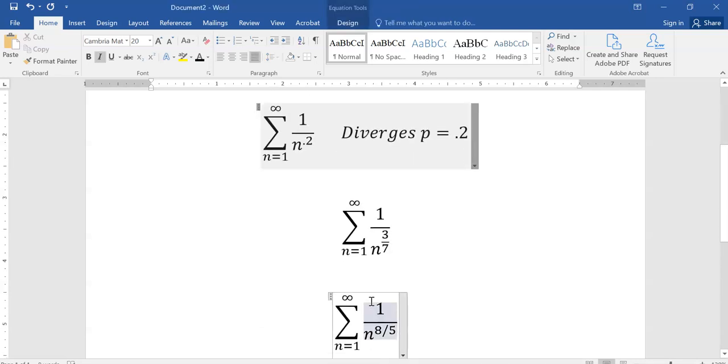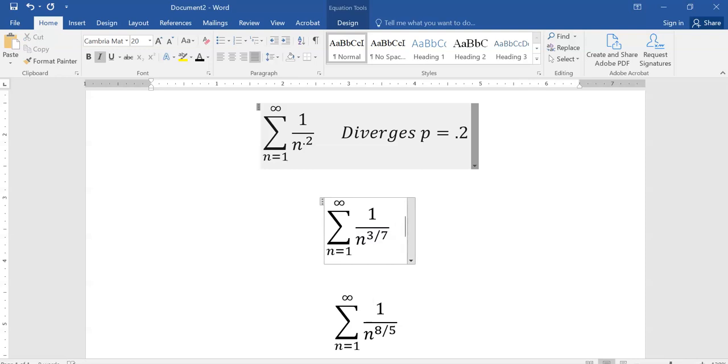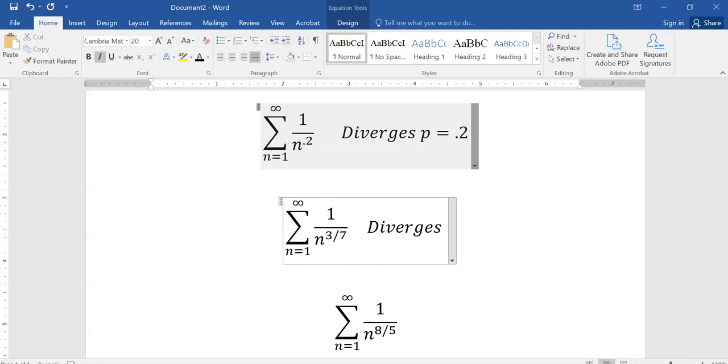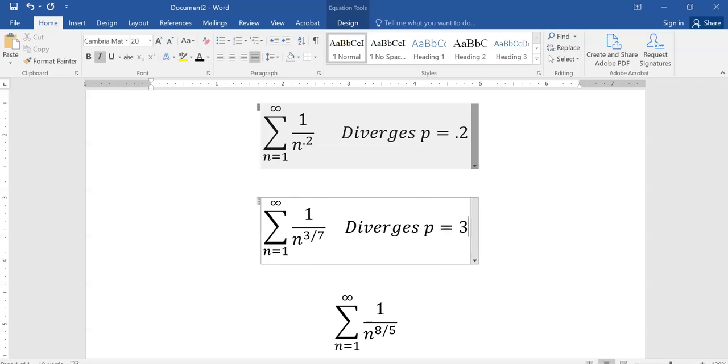This one, the third one, n is raised to the 3/7 power. Now this looks a little uglier than what I had. n was to the 3/7 power. Now that is going to diverge because p is 3/7. Okay, 3/7 is less than 1.